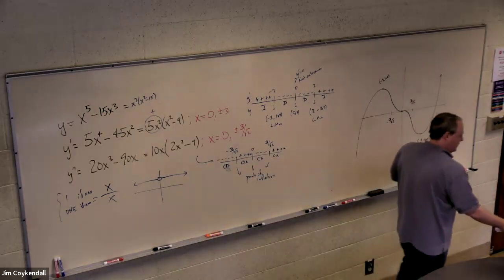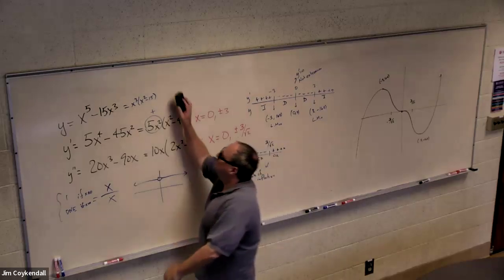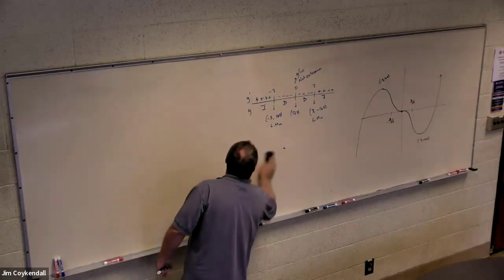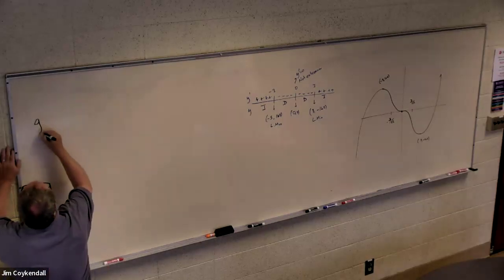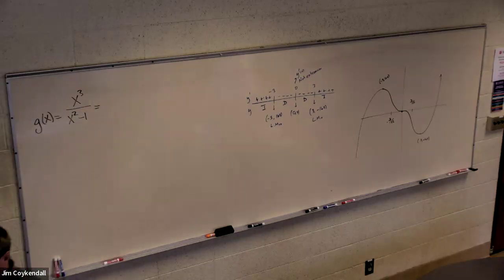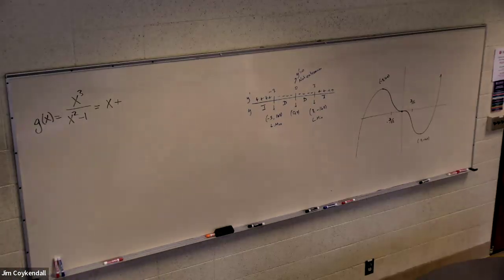Okay, so let's try another one. Let's try the other one. It says sketch the graph of g of x is x cubed over x squared minus 1, which equals, okay, so I wrote it as things. This one, next one first. x cubed over x squared minus 1. And I rewrote it this way for you, and that helps. Plus x over x.